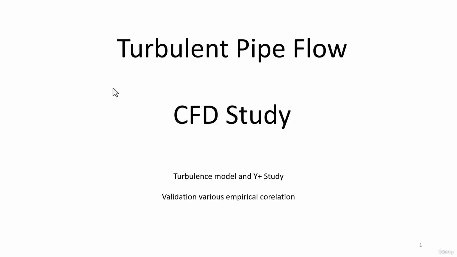Okay. So now the second workshop is turbulent pipe flow, with the same procedure for the geometry and the meshing, but here the physics is different. Now it's a turbulent pipe flow where the Reynolds number is greater than 4000. I will be teaching you the turbulence model, the difference in the results, and the Y plus as well. We will take care of the Y plus in the meshing part, and the validation of the various empirical correlations that you will see in the fluid dynamics books. So I will show you them.